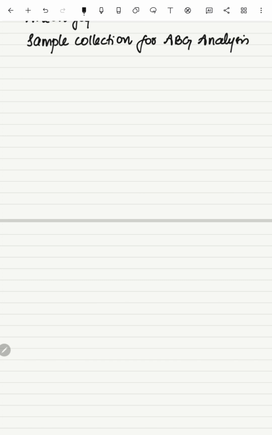Moving on to the sample collection for ABG analysis. The type of sample which we are using for ABG analysis is arterial blood. This is obtained by percutaneous arterial needle puncture. This is the most common way, or you can get it from an indwelling arterial catheter.